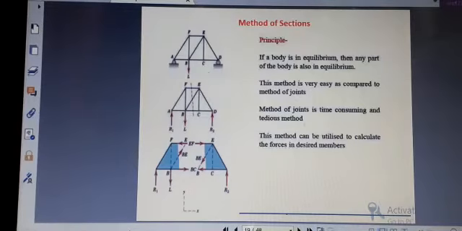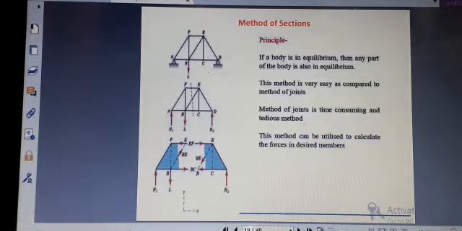Now, here in this lecture, we are going to study the next method of analysis of truss, that is the method of section. If a body is in equilibrium, then any part of the body is also in equilibrium. This is the consideration. This method is very easy as compared to the method of joint, and it can be utilized to calculate the forces in a designated member.